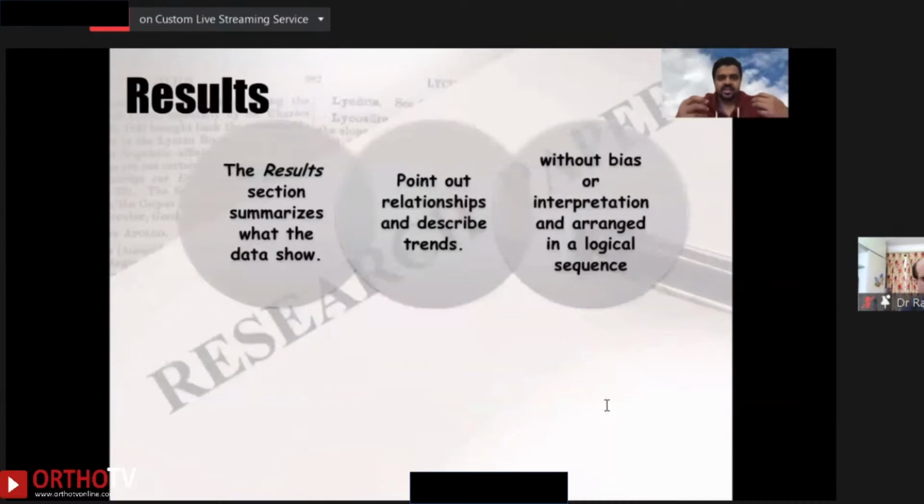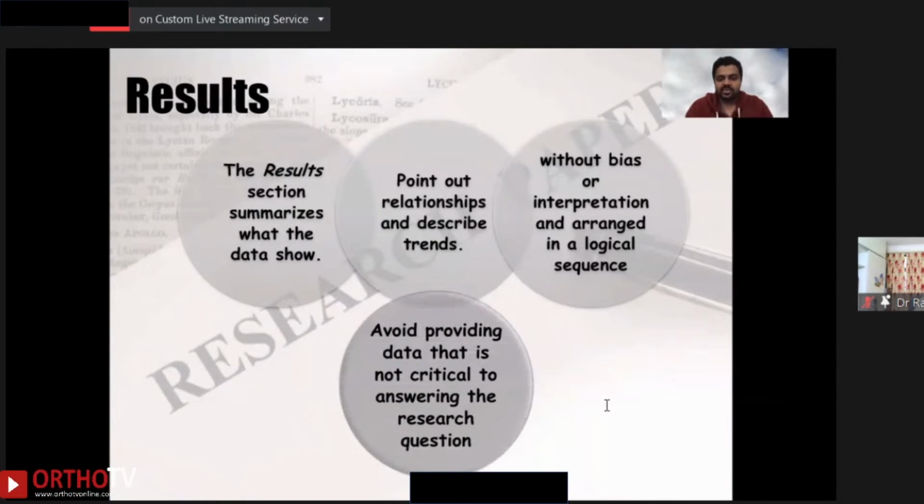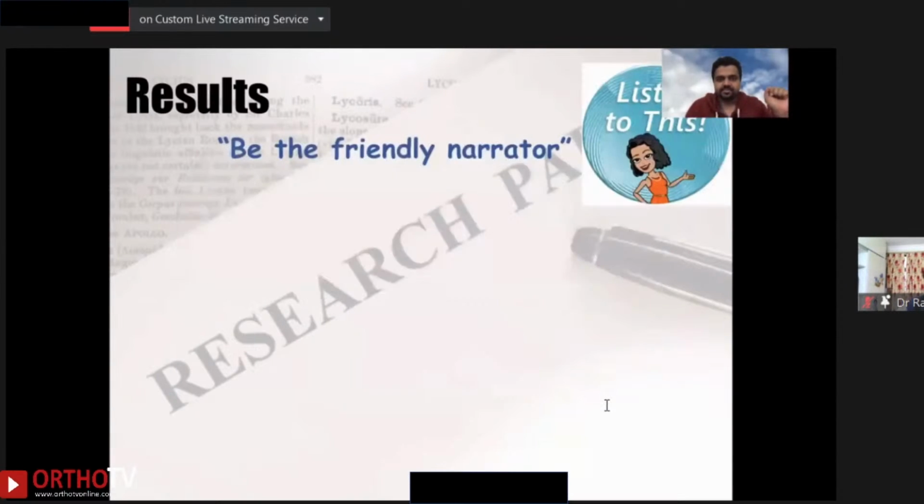Next comes the results. It tells what our original research data showed, and points out any relationships and trends in the findings. It should always be without bias or interpretation, and it should be arranged in a logical sequence. You should again avoid providing unnecessary data. You should only provide what is specific to the research question. Usually in a research paper, protocol, or thesis, the data is so much, but you should know the research question and the results relevant to that.